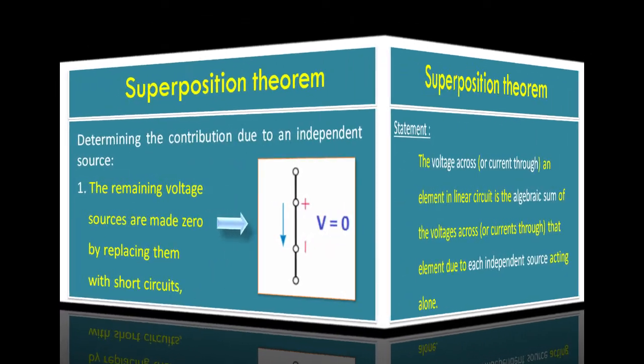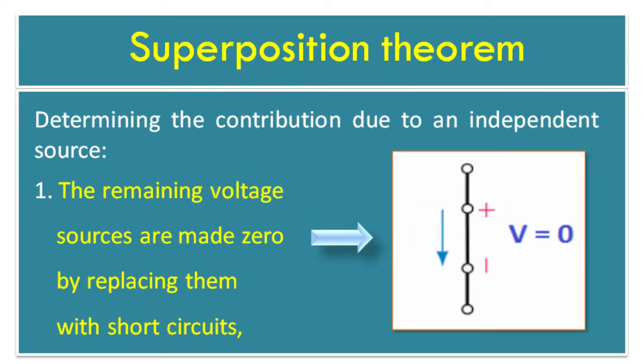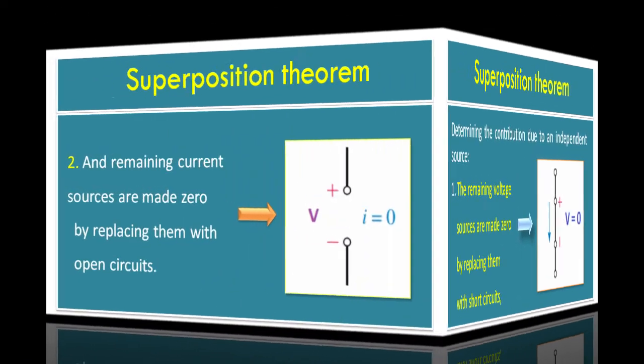Let's understand the contribution of individual sources to the given circuit. Select the independent source which is acting alone. Then the remaining voltage sources are made zero by replacing them with a short circuit, as shown in the diagram, where voltage V is equal to 0 but current must be flowing through that short circuit path.